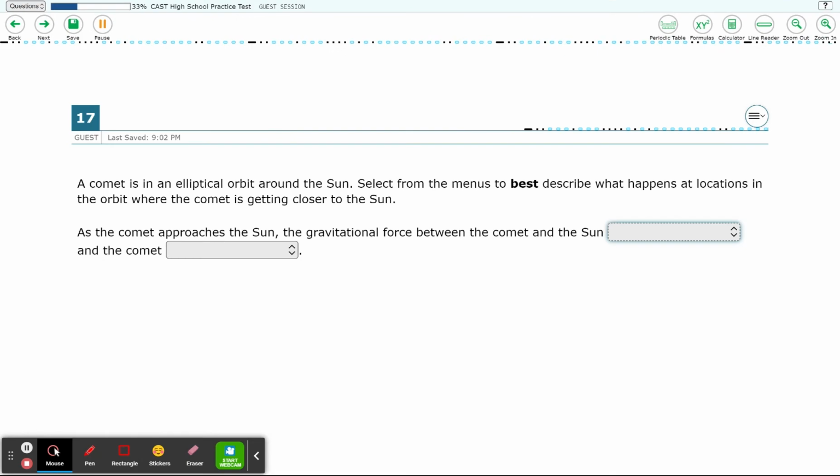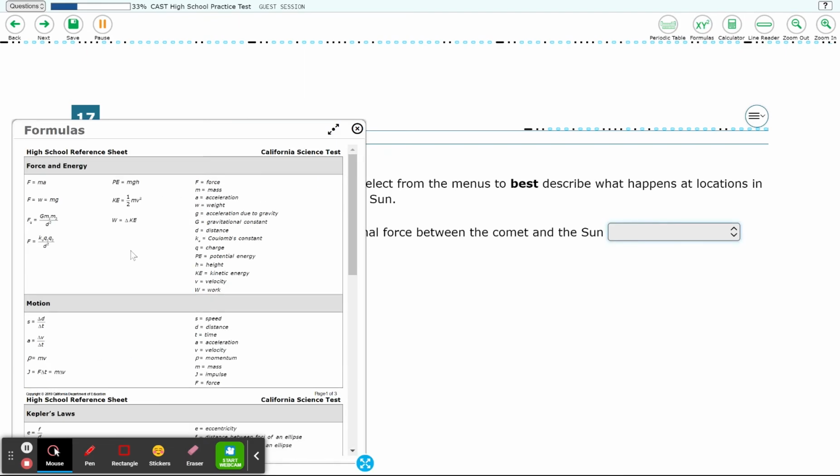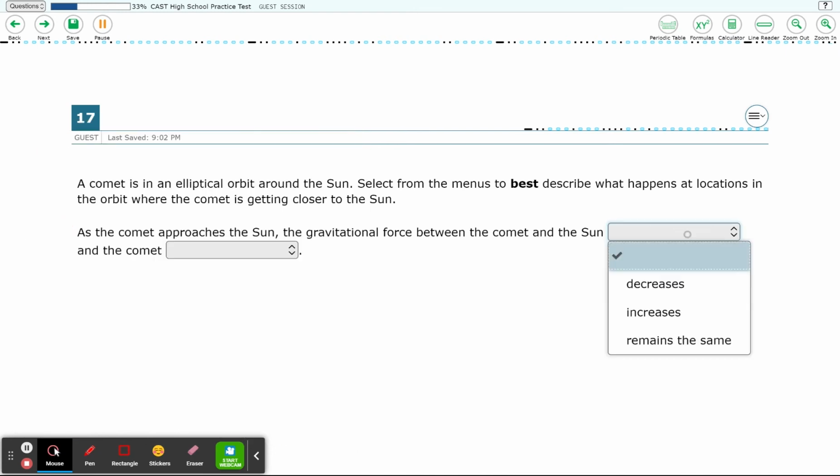So as the comet approaches the sun, to figure out what happens to the gravitational force between the comet and the sun, we want to look at our equations here. Remember that our equation for universal gravitation is right here. We can see that if we are closer to the sun, we're dividing by a smaller number. That's going to make the force bigger. You may have had this referred to as the inverse square law.